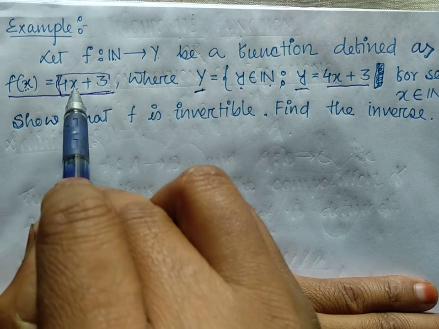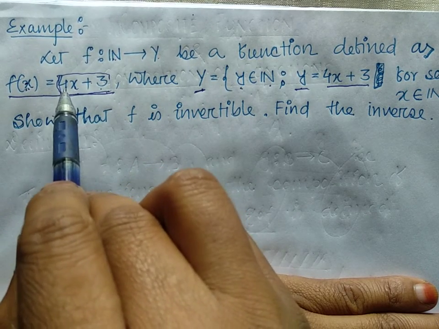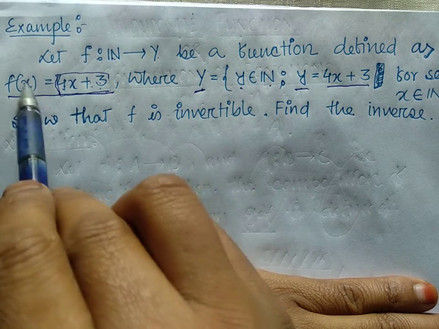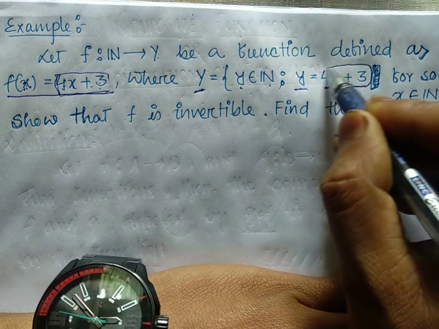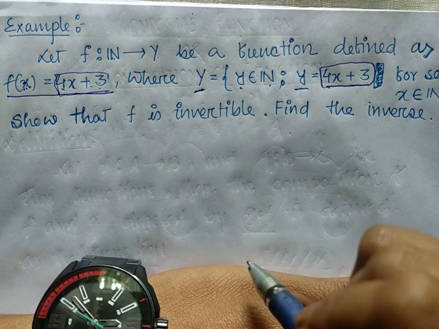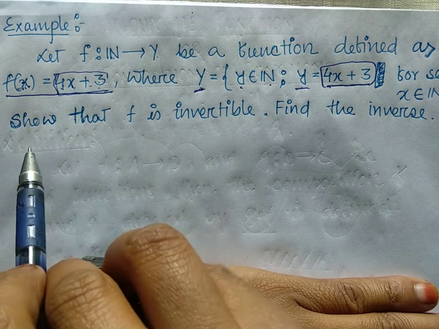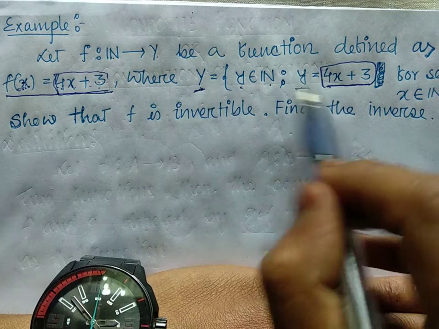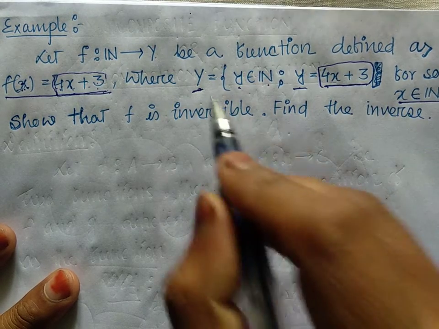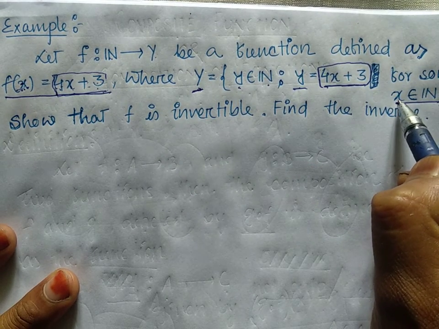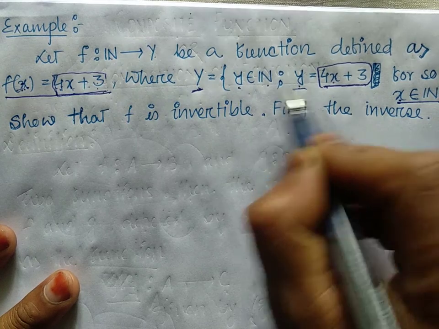1, what is the image of 1? 4 into 1, 4 plus 3, 7. The image of 1 is 7. Image of 2 is 4 into 2, 8, plus 3, 11. Image of 1 is 7, image of 2 is 11, like that. That means the set Y contains all those values 4x plus 3 only. Y contains 7. The set Y contains 11. If we consider x equal to 3, then 4 threes are 12 plus 3, 15. That means the set Y contains 15, like that only. That means we have got that for some x belonging to the natural numbers. It is specifically given.